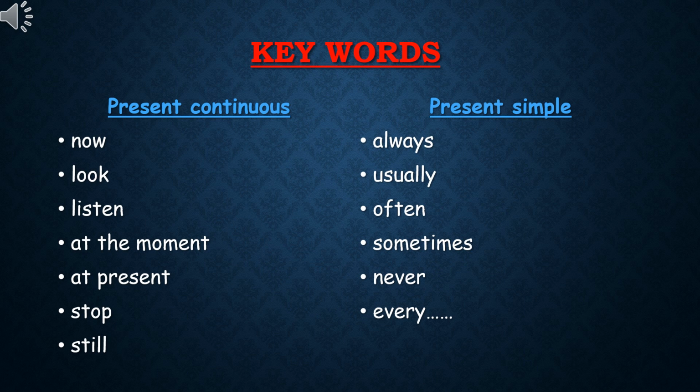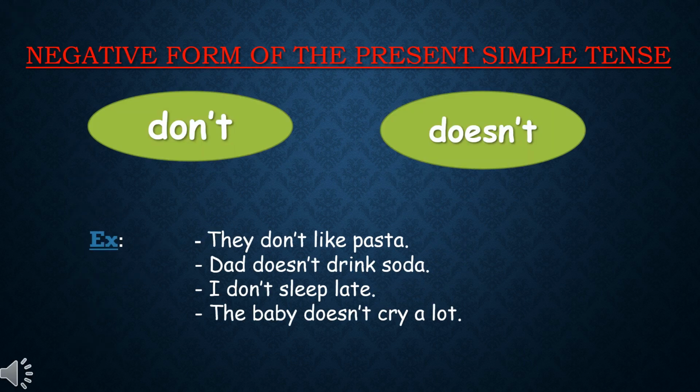So, if you find now, look, listen, at the moment, at present, stop, and still, you will use the present continuous tense, or Cookie the butterfly. But if you find always, usually, often, sometimes, never, or every, you are going to use the present simple tense, or as we call it, the S house. We've finished comparing between the present simple tense and the present continuous tense.